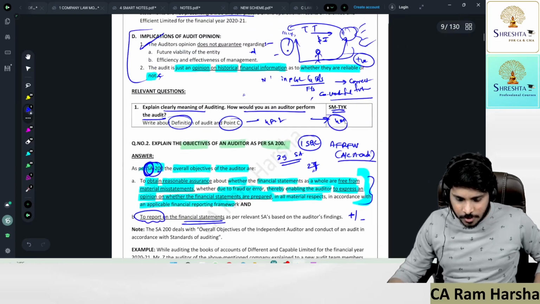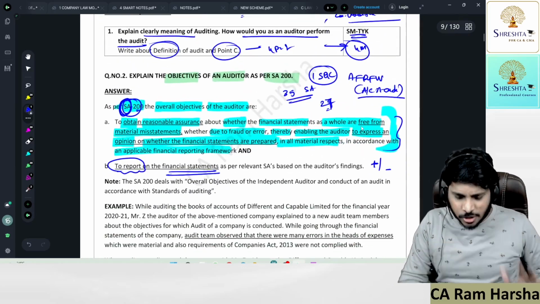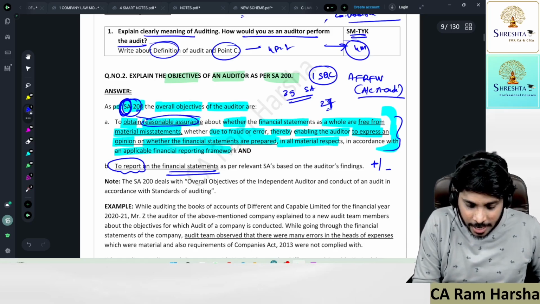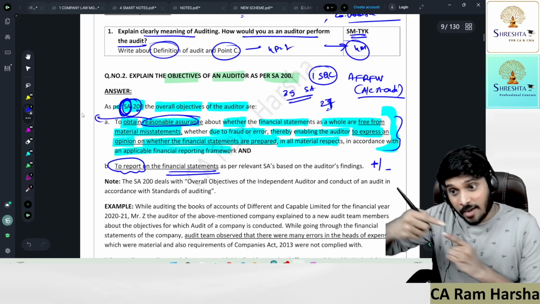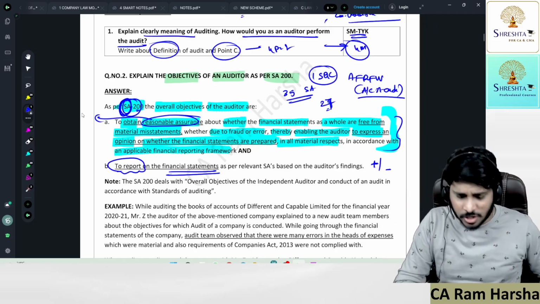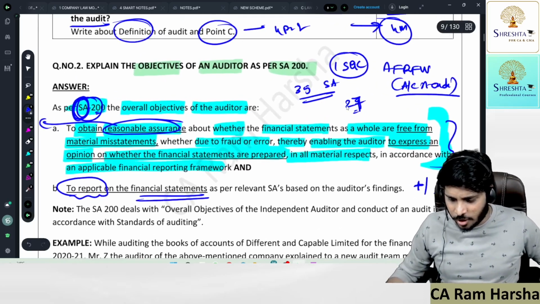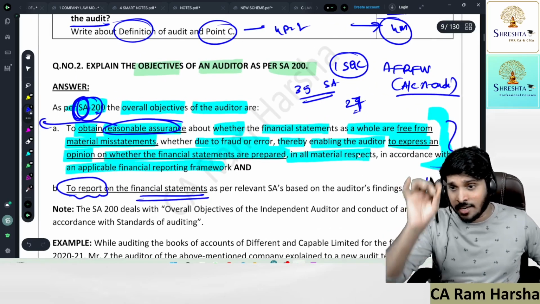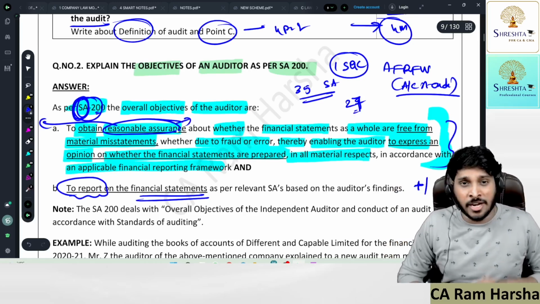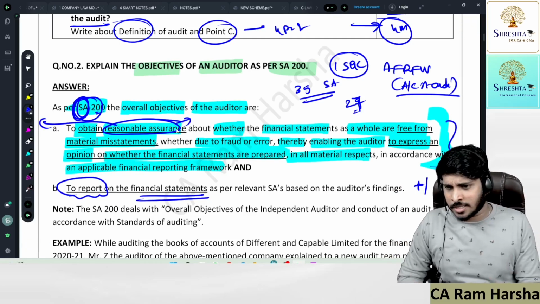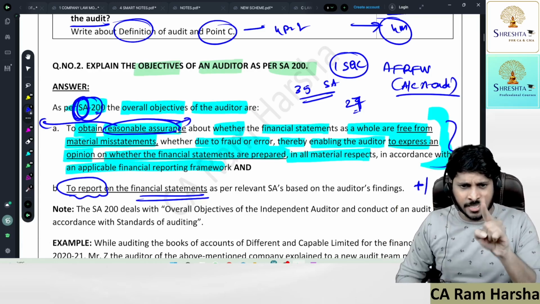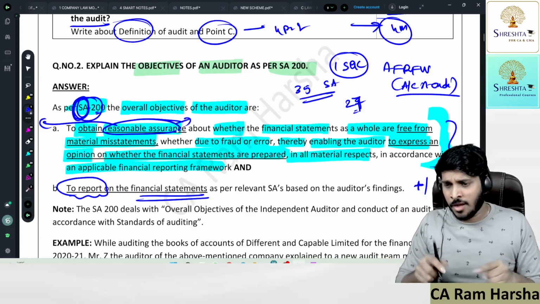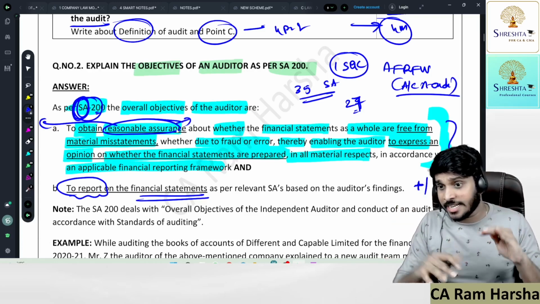So the auditor gets reasonable assurance. Sir, what is reasonable assurance? I will discuss reasonable assurance in a subsequent question, called inherent limitations of audit. There I will explain what you mean by reasonable assurance. Reasonable assurance has two words: one is reasonable, another is assurance. You know, our subject is actually auditing and assurance.